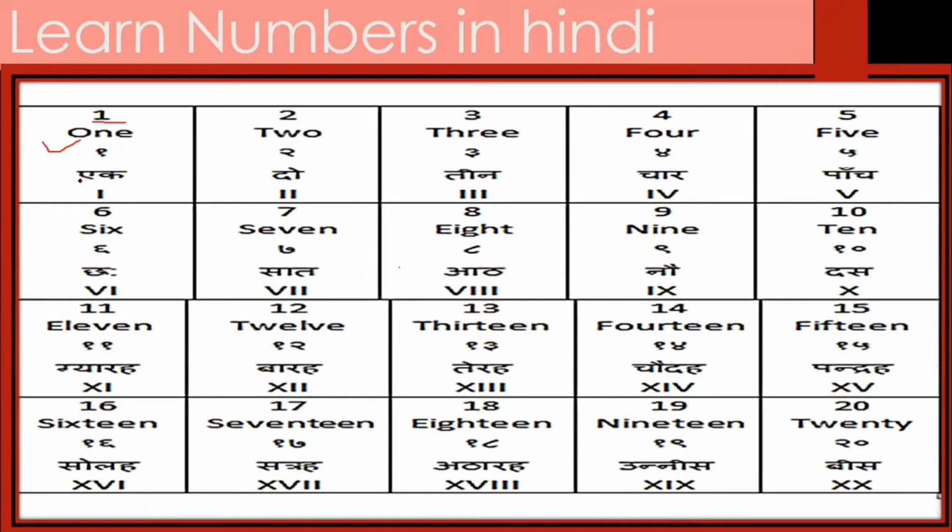1 एक, एक, एक. रिपीट विथ मी, एक, एक. Two, दो, दो. Three, तीन, तीन, तीन. Four, चार, चार, चार. Five, पांच, पांच.